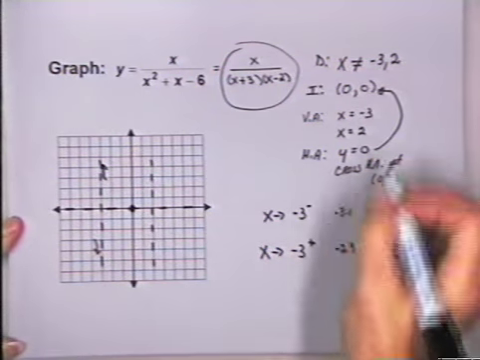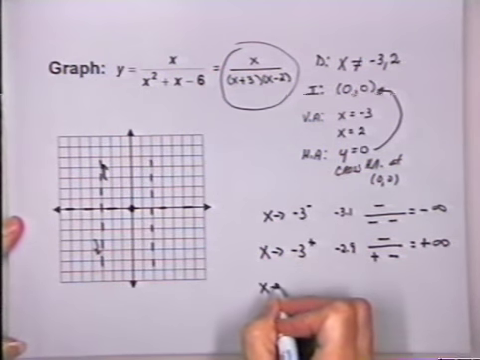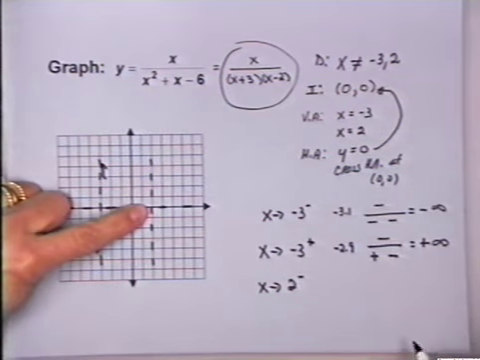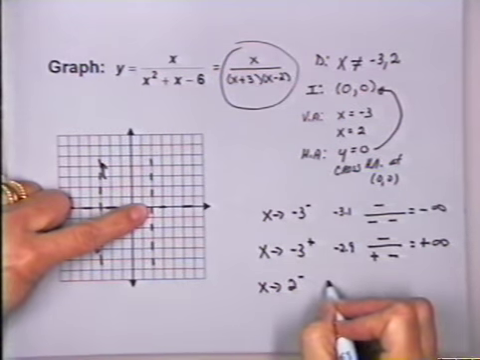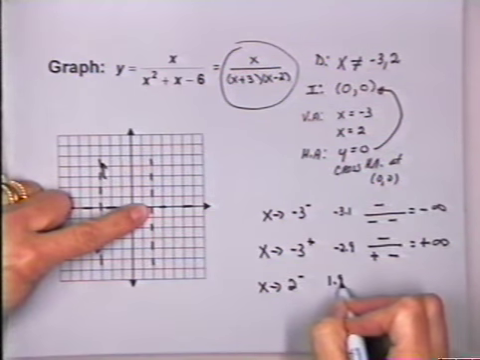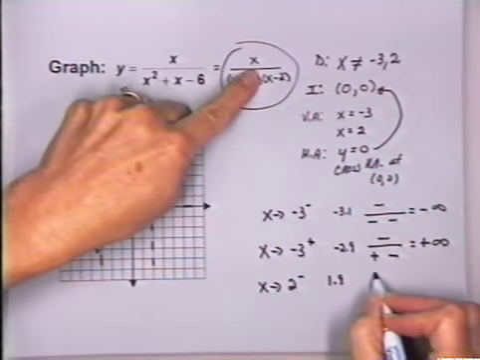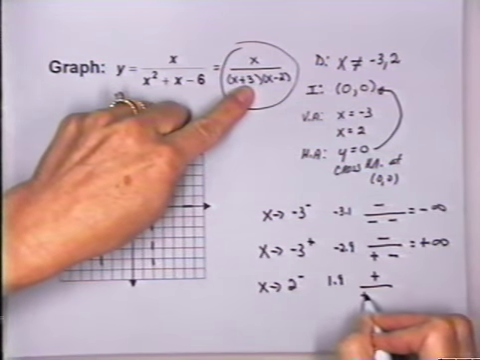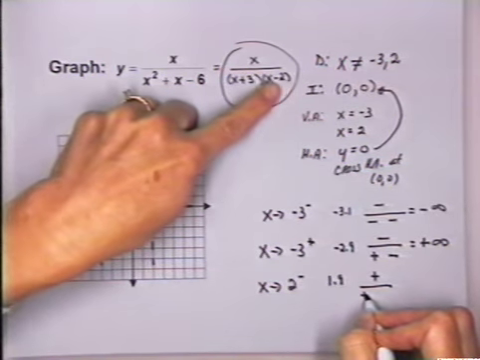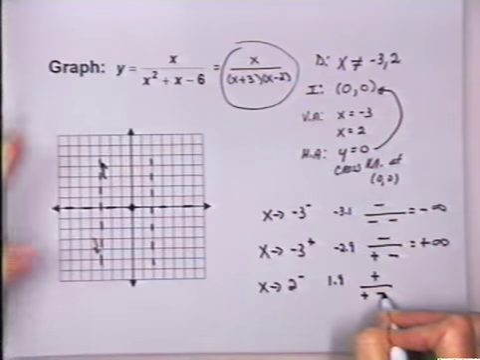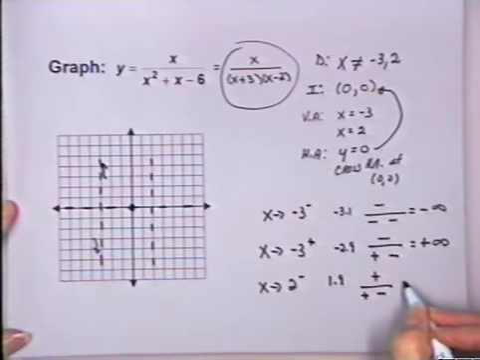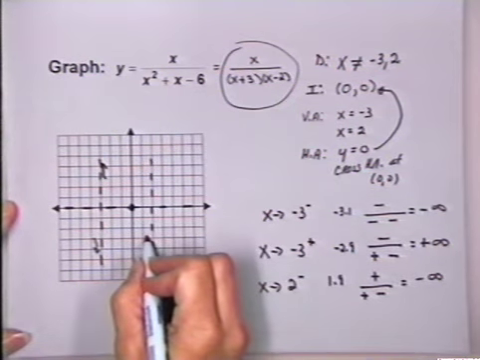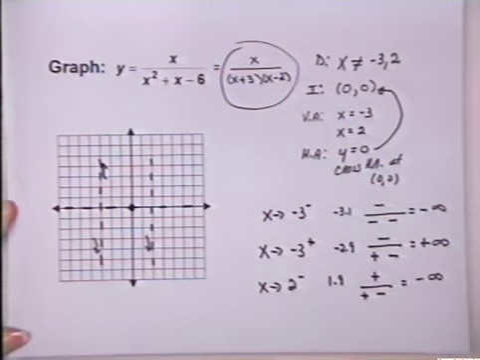Let's talk about our second vertical asymptote at 2. We're going to approach 2 from the left. So get on the left-hand side of 2. What's a number just to the left of 2? It would be 1.9. 1.9 makes the numerator positive. 1.9 plus 3 is positive. 1.9 minus 2 is negative. I have a positive over a negative here, so that's going to be negative infinity. So on the left-hand side, I'm going down.